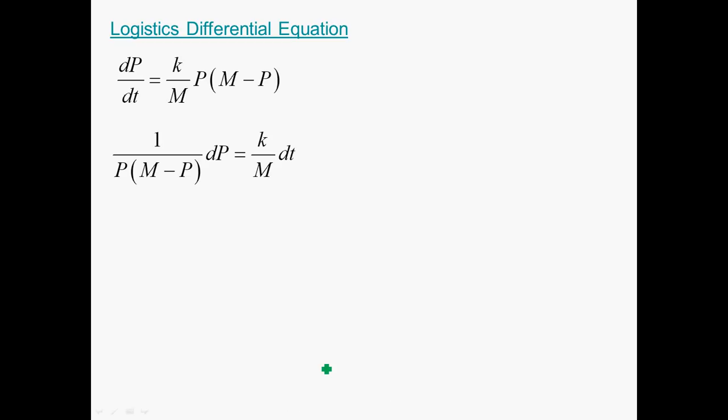It's annoying to solve. The first thing I did was, since I recognized this was separable, I left the K, which is just a constant of proportionality, on the right side, and this M, which is also a constant. So this is just a number, it doesn't have any variables with it. And then I divided by P times M minus P.